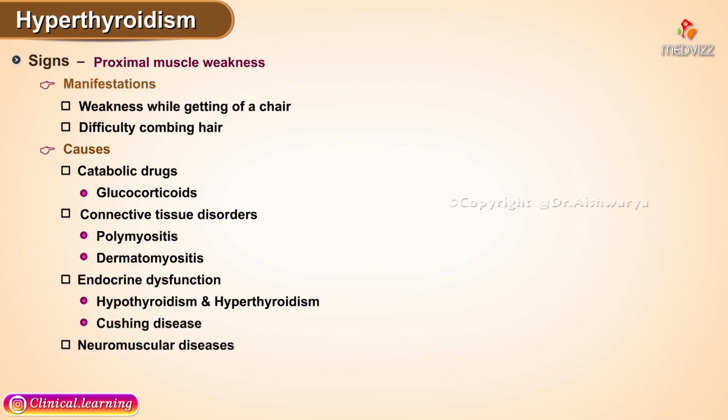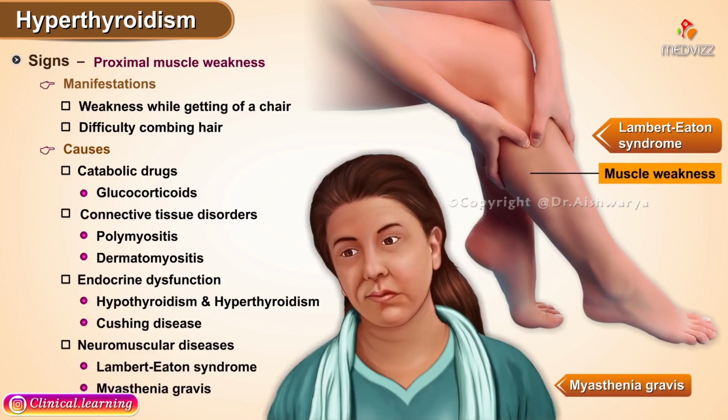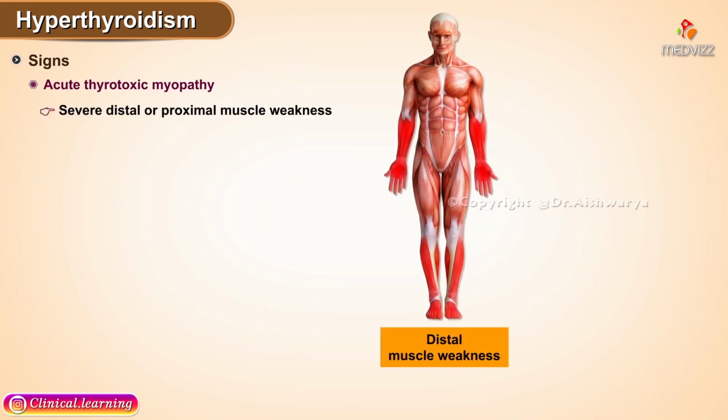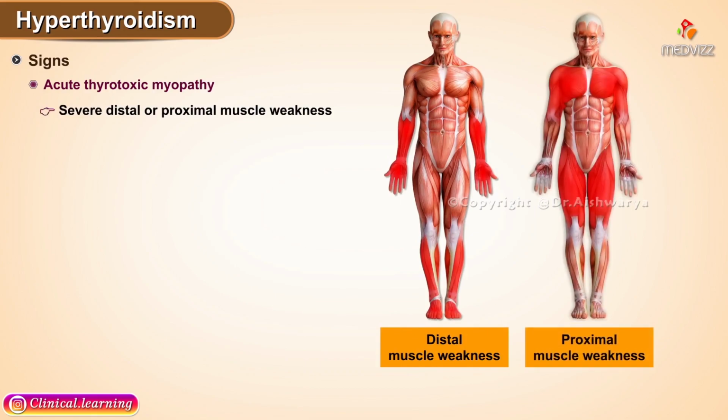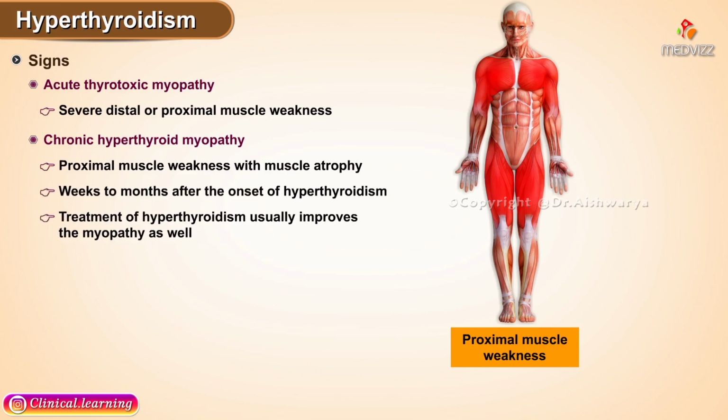Certain neuromuscular disorders like Lambert-Eaton syndrome or myasthenia gravis can also cause proximal muscle weakness. Acute thyrotoxic myopathy can present with severe distal or proximal muscle weakness, whereas chronic hyperthyroid myopathy presents with proximal muscle weakness, with muscle atrophy seen within weeks to months after the onset of hyperthyroidism. The treatment of hyperthyroidism usually improves the symptoms of myopathy as well.